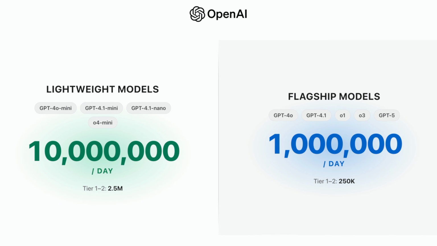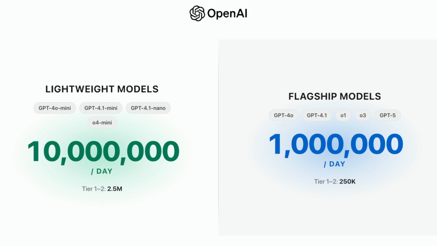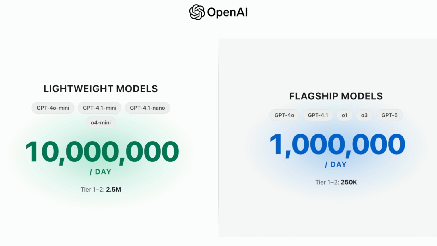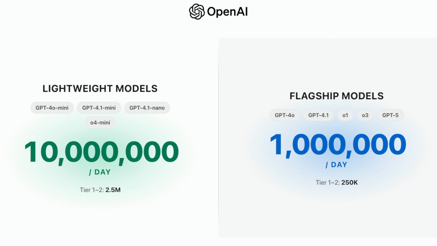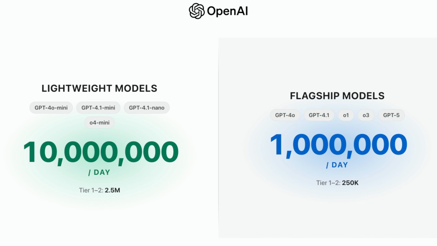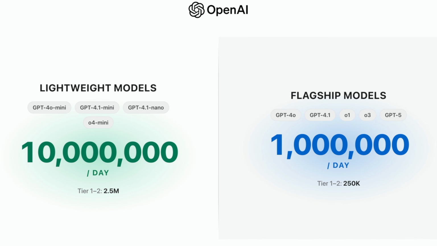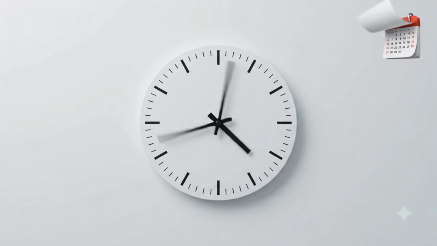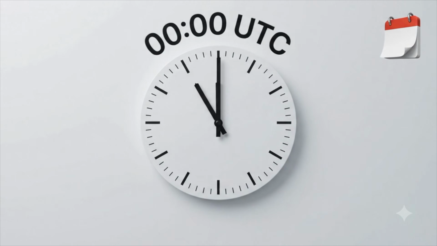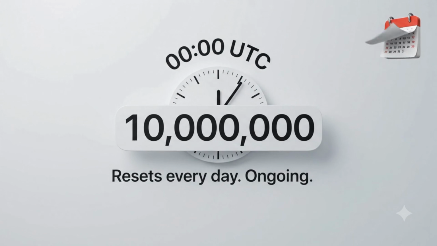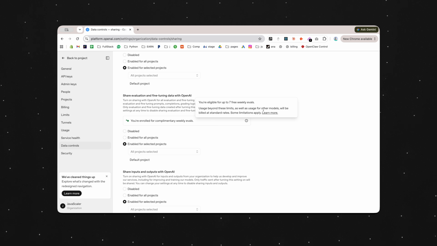Group 2, flagship models: GPT-4o, GPT-4.1, o1, o3, GPT-5 Mini, GPT-5, GPT-5 Chat latest. You get 1 million free tokens per day. Tier 1 and 2 get 250,000, and the most important part, this counter resets every night at midnight UTC. So this isn't a trial. It's not a one-time thing. It refreshes every single day, ongoing, as long as the program runs, and they promise 30 days notice before stopping.